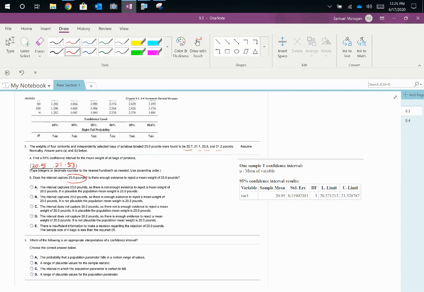So it does not capture 20 pounds. There are 2 options that say does not, C and D. So there is enough evidence to reject a mean of 20 pounds. It is not plausible that the population mean is 20 pounds, okay?